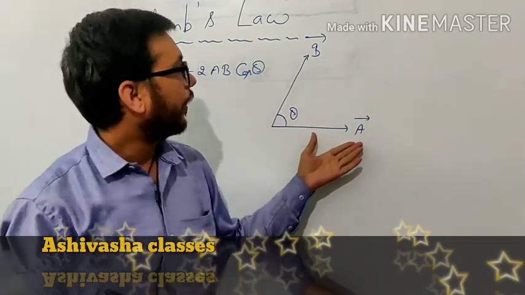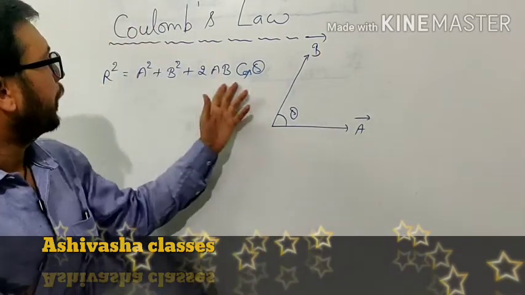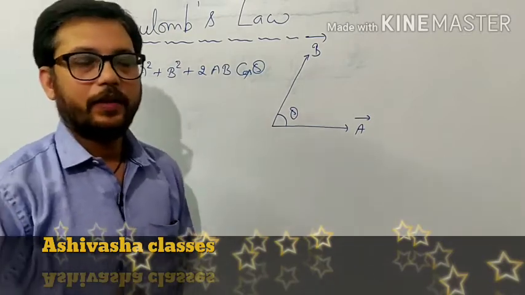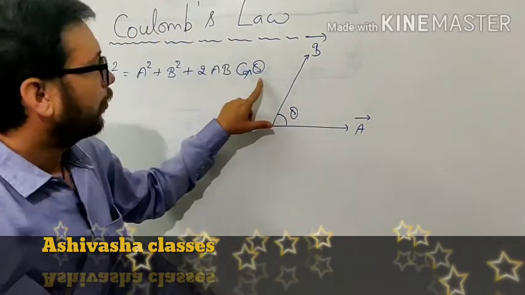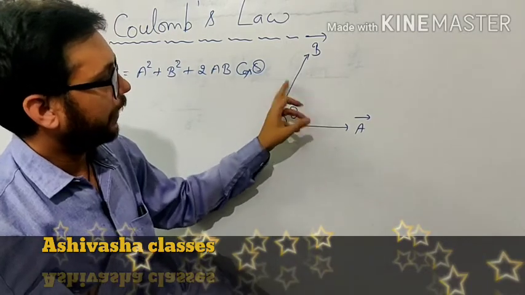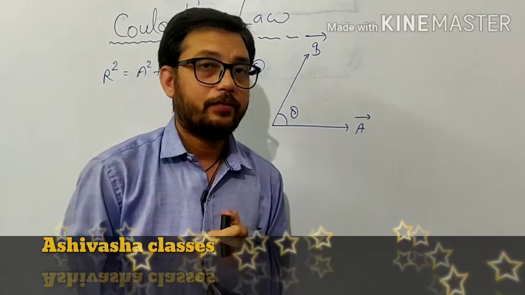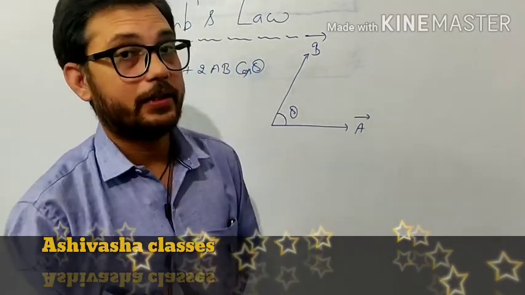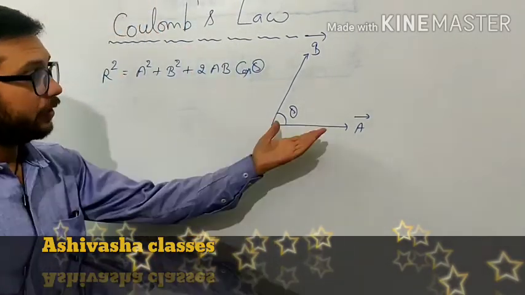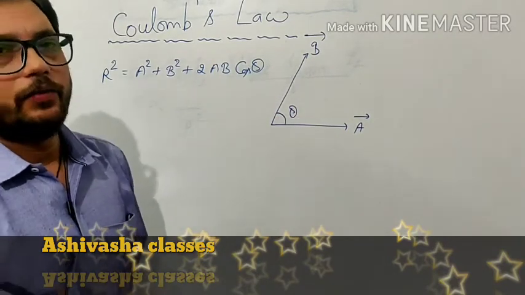If we have two vectors and we have to add, then by simply applying the formula we can find the resultant. Now what about the theta? Theta is nothing but the angle between the two vectors. Okay, so let's suppose we have another condition in which we didn't know the angle between them, then what should we do?